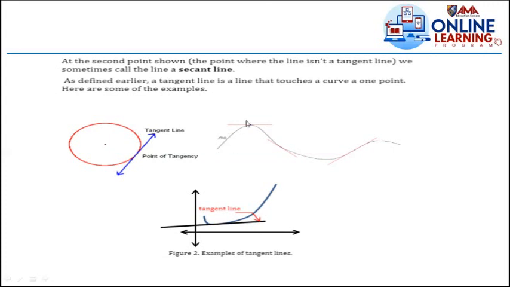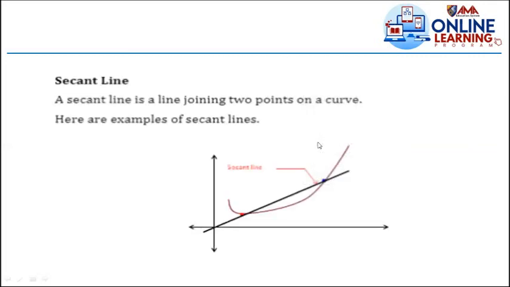Here, it's the same, no? This is our point of tangency. The line is parallel. The same at this point, it is also parallel. The same here. It's also parallel. Okay? So Figure 2 is now the example of the tangent lines. And this one, you have now the point of tangency, and the line is parallel to the curve or to the graph. Okay?